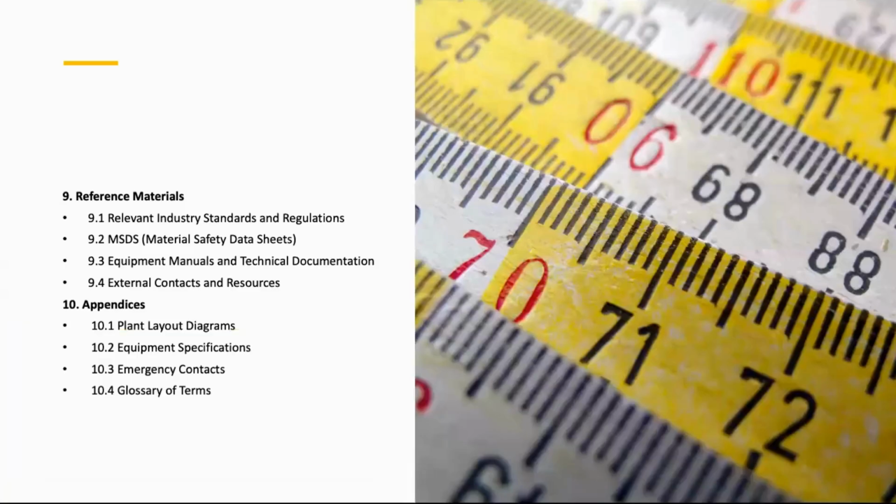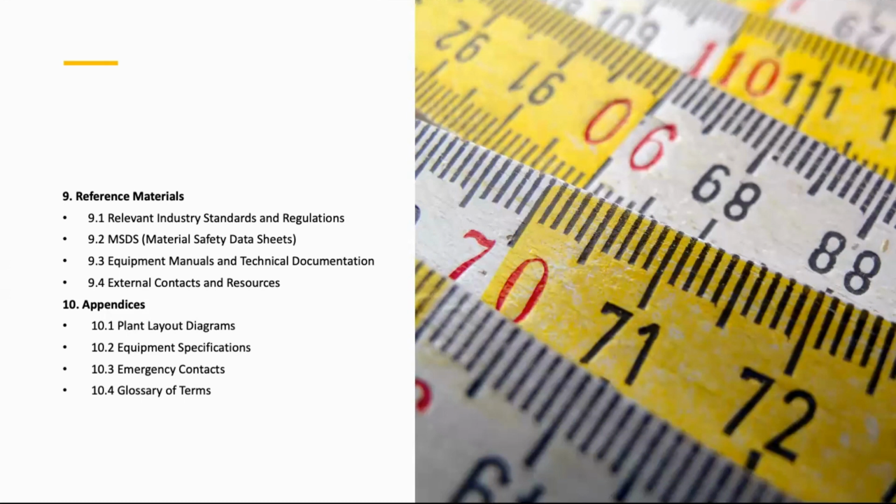Coming to part 9, which is reference materials. In this part 9, you can provide the reference materials which you have referenced for your concerning products related to your chemicals. In 9.1, you will provide the relevant industry standards and regulations which affect or impact your plant or organization. 9.2, MSDS, material safety data sheets. You should provide details of all the MSDS which are being used by your plant.